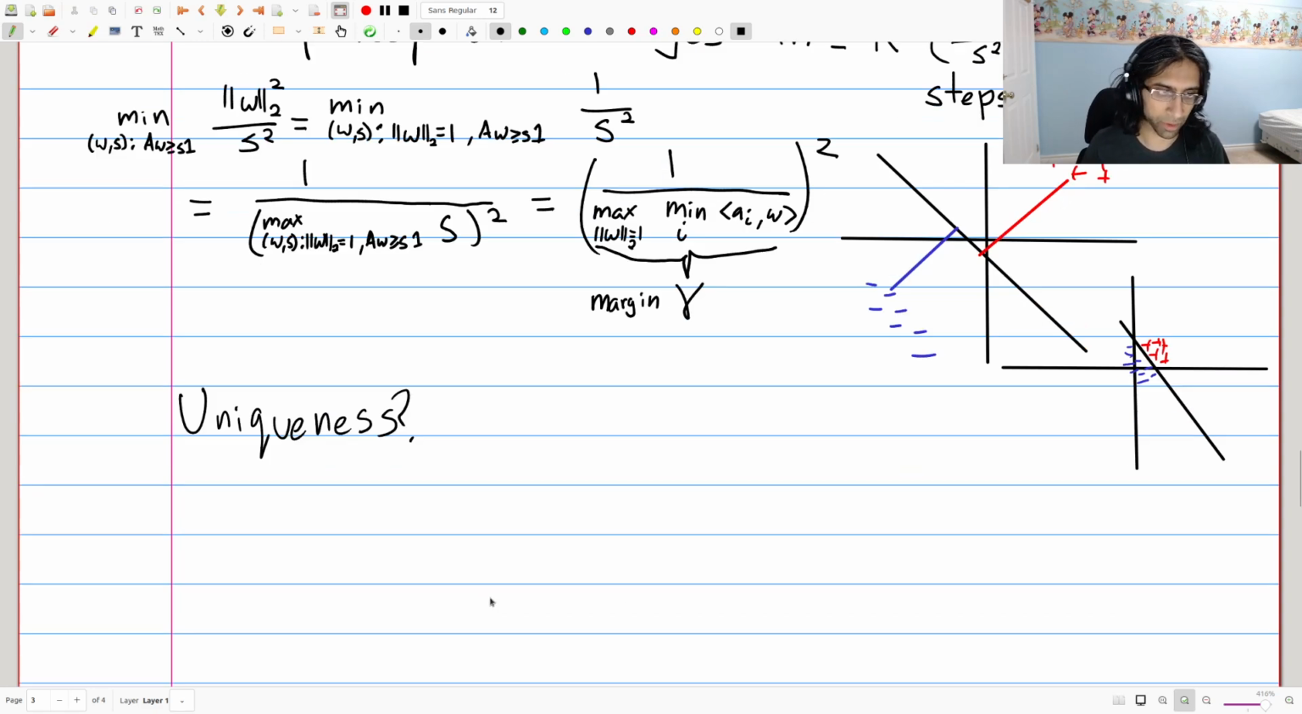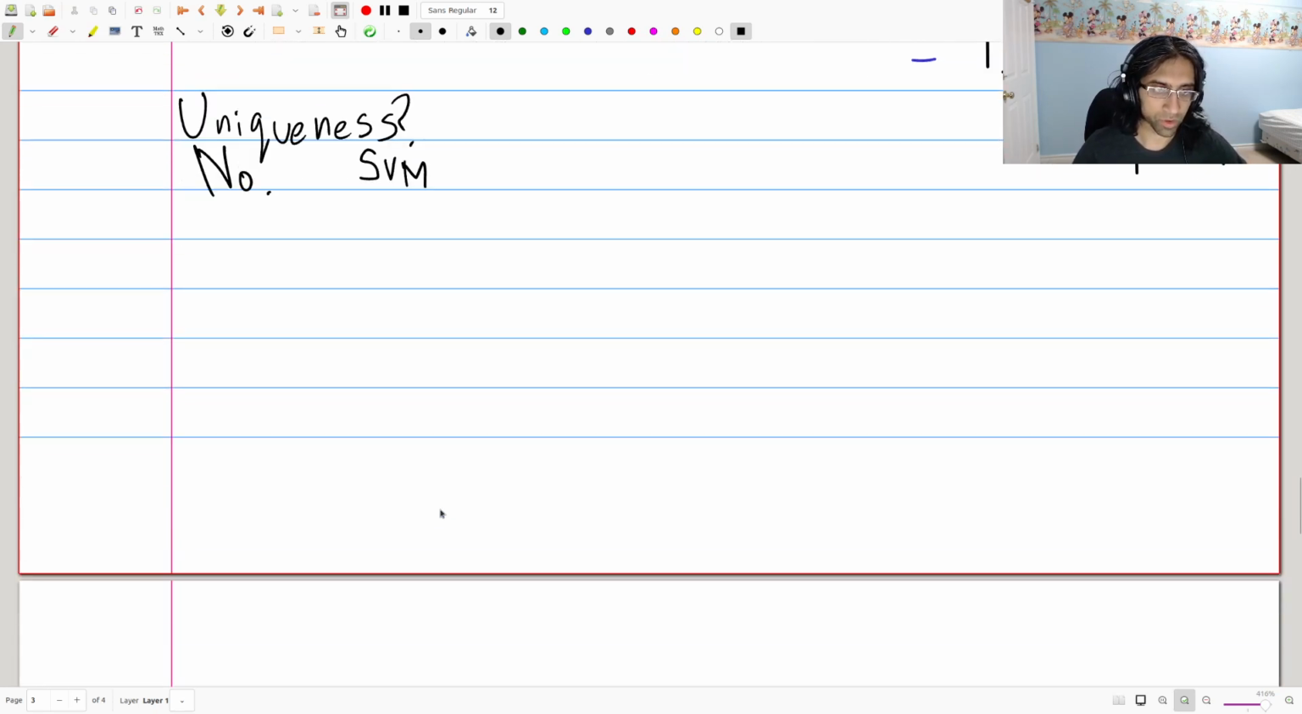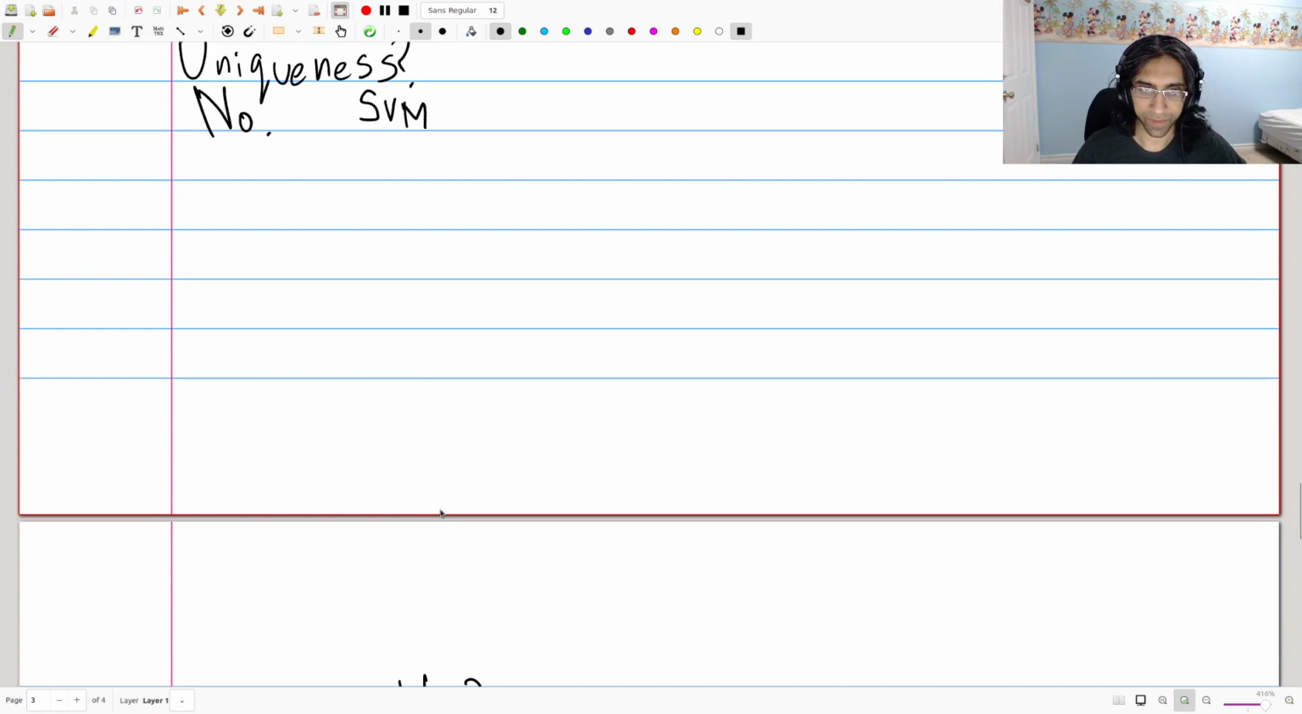So all I want to say is that the Perceptron solution is not unique. There are other approaches which are unique and actually find the best solution in the sense of the maximum margin. Those are called support vector machines, which we're going to return to in a few lectures. Cool. What else do we want to say?